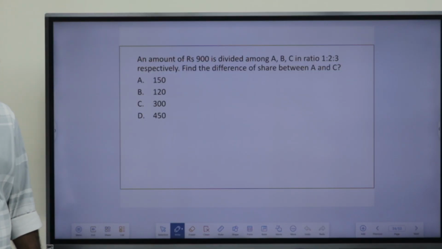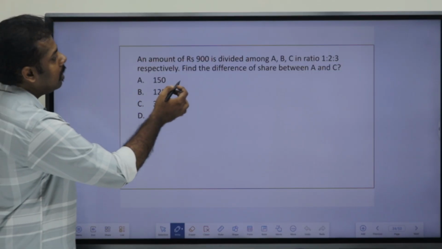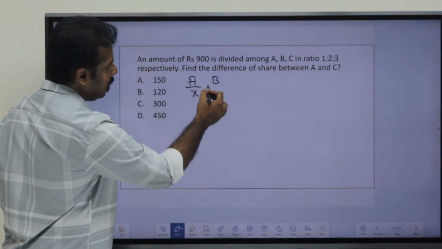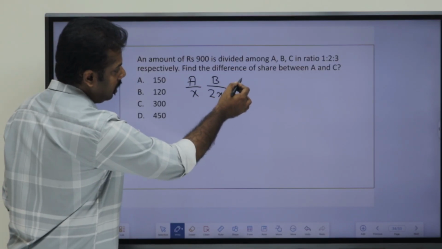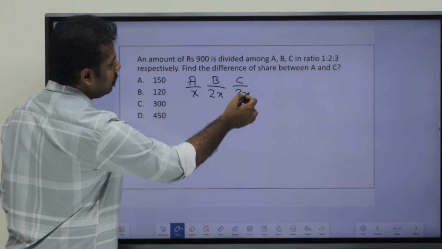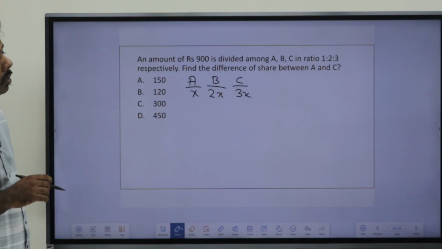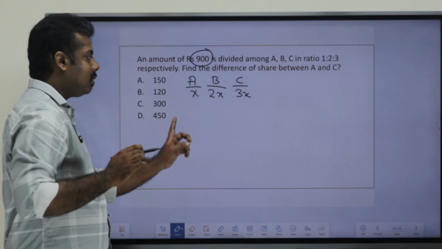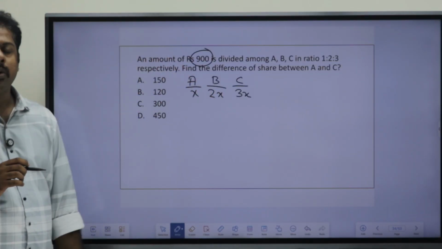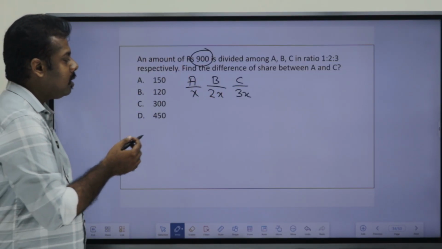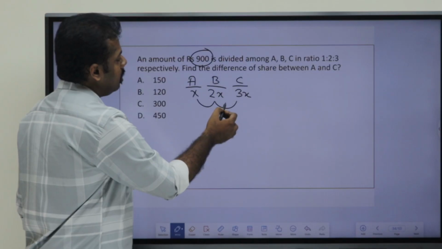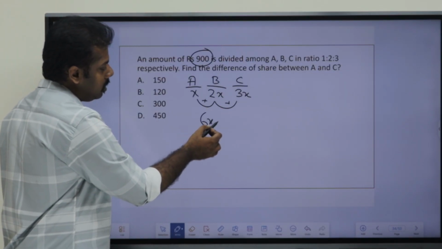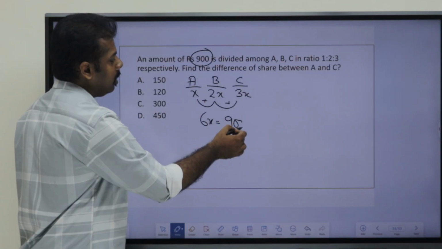If you are using the concept of X, we can assume the share of A as X, the share of B as 2x, and the share of C as 3x. 900 is basically the total amount. So the sum of these three numbers should give us 900. So x plus 2x plus 3x, what does the sum give? That is 6x. So 6x is equivalent to what? 900.